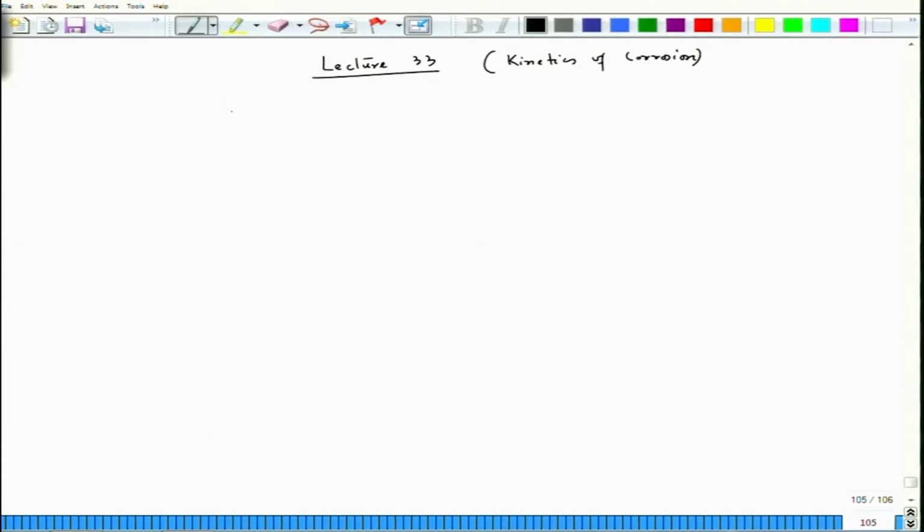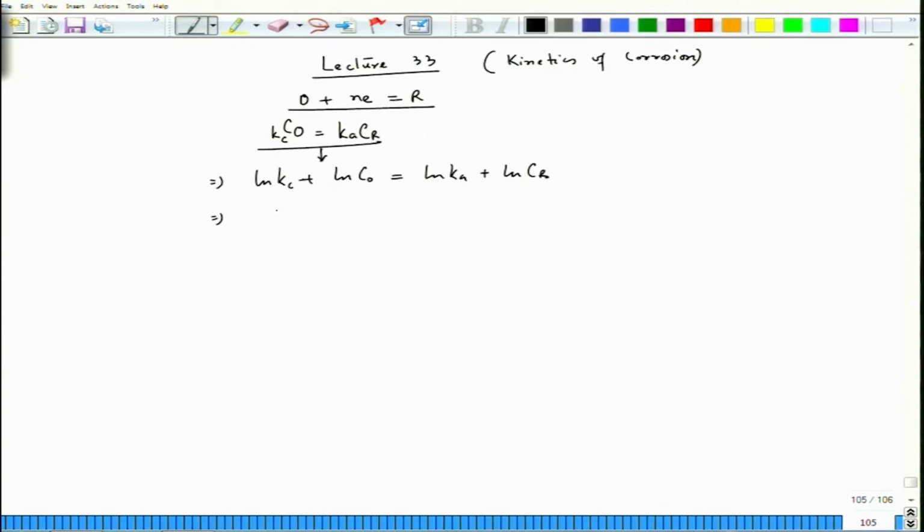Now, in the last lecture, at the end, we came to a situation where we consider a single half-cell redox reaction O plus ne equal to R, and then we look at the equilibrium condition, which is K_C times the concentration of O equal to K_A times the concentration of R. Then we take logarithm on both sides: ln K_C plus ln C_O equal to ln K_A plus ln C_R, and after rearrangement we get ln K_A plus ln 1 by K_C equal to ln C_O by C_R.